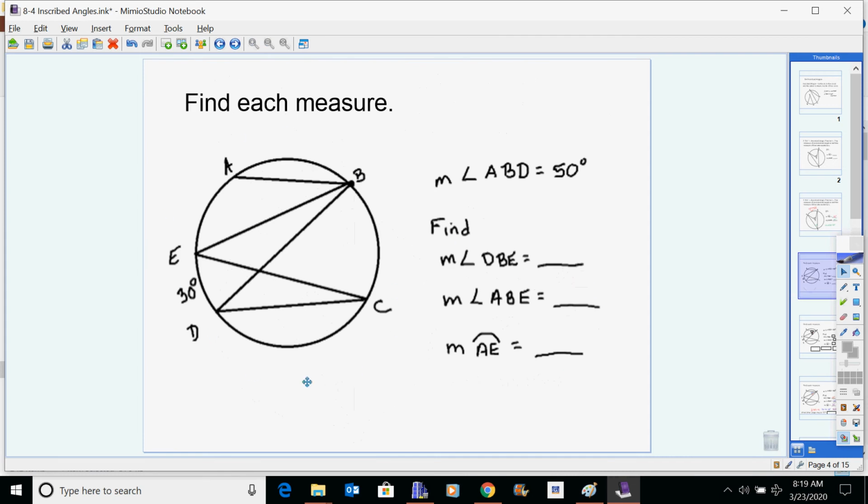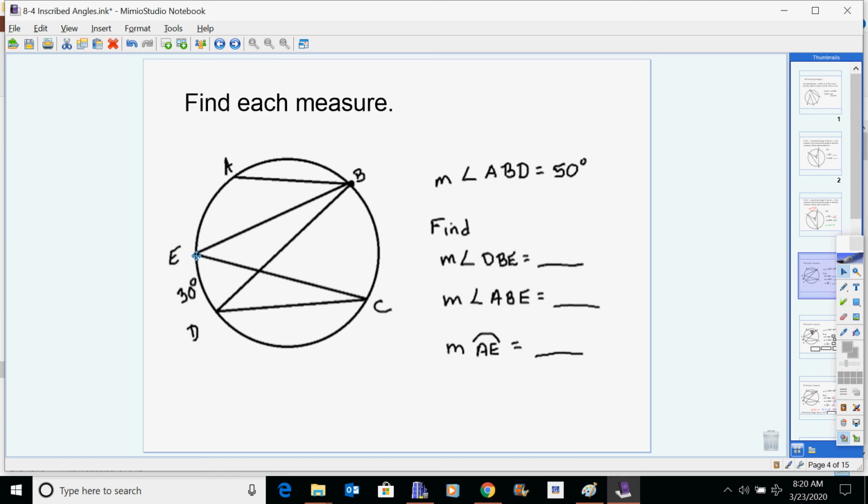All right, so we have this diagram. It's got quite a few inscribed angles that are hiding in it. Okay, and we're going to use what we know about them in order to find other angles. We're also given that angle ABD is 50 degrees, and we'll hold on to that information for a little while.